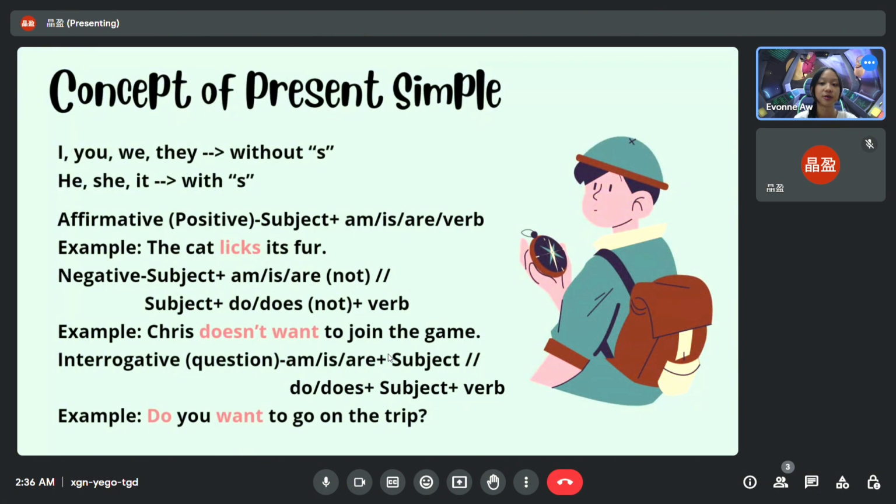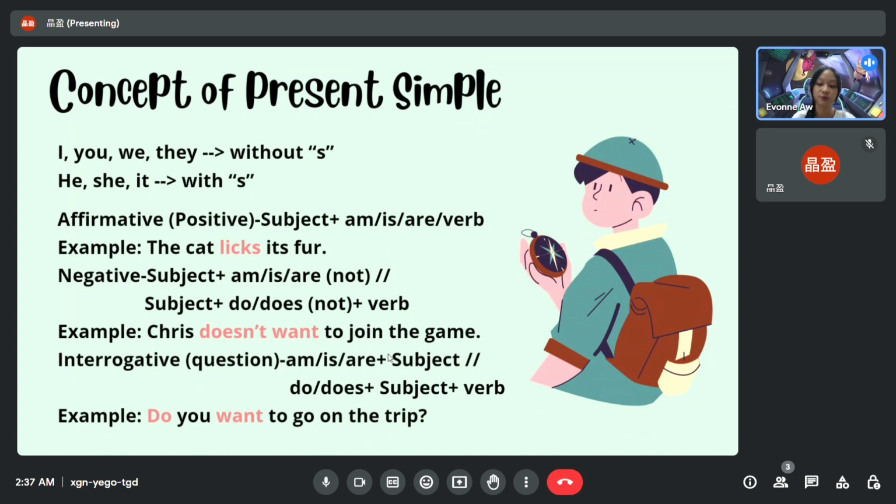Next, we are going to talk about the concept of present simple. When the subjects are I, you, we, and they, the verb is not added with s. While on the other hand, when the subjects are he, she, or it, the verb is added with s. In affirmative or positive condition, the subject is added with am, is, are, or the verb. For example, the cat licks its fur. For negative condition, subject is added with am, is, or are, following by not, or subject add do or does, following by not, and add verb. For example, Chris doesn't want to join the game.